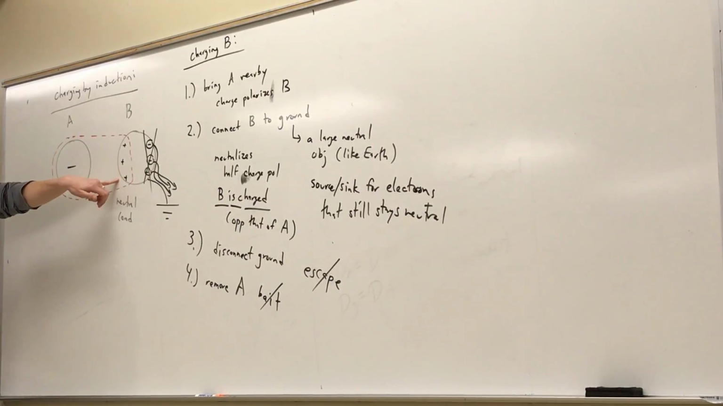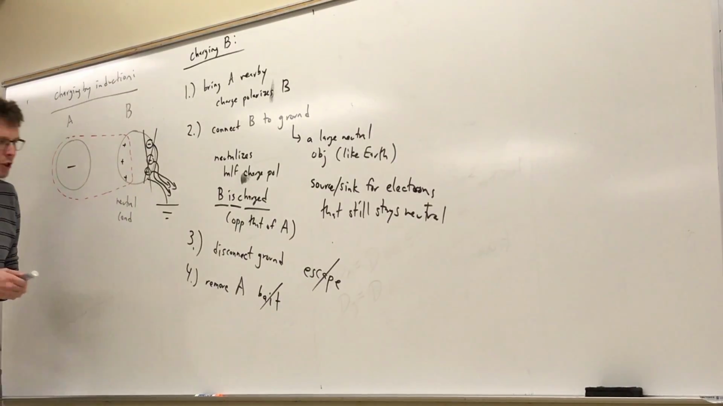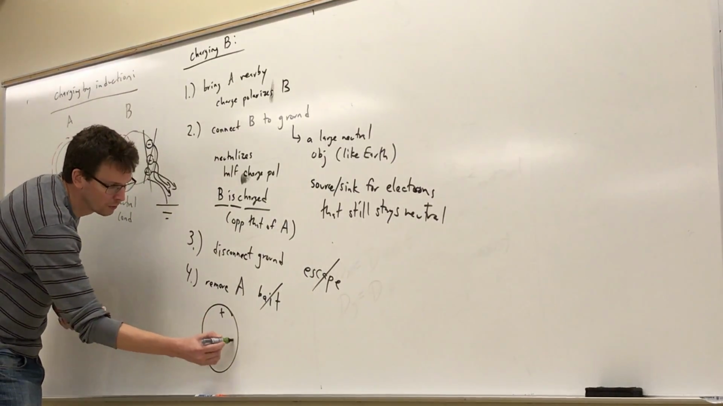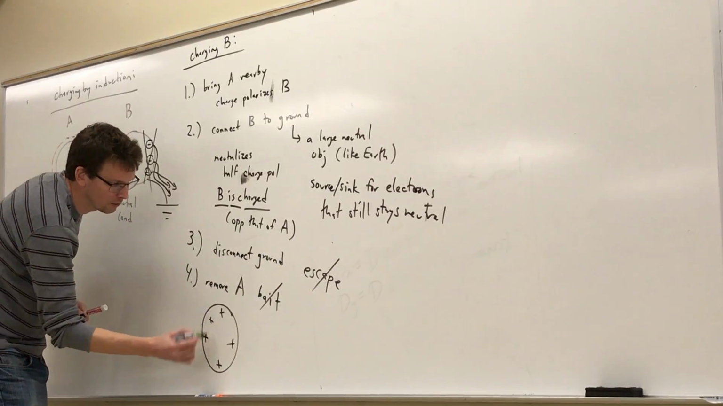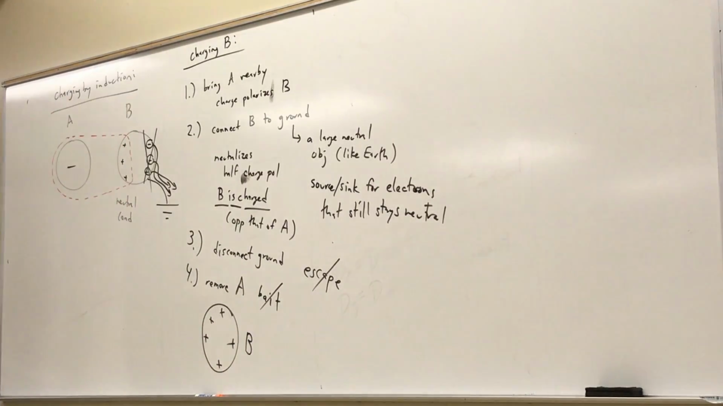Now that there's no reason for it to hang out on the left side because we've taken away A, the charge will redistribute onto the outside. So this will be what B ends up looking like. So whatever excess charge has developed on B will now, of course, spread out.